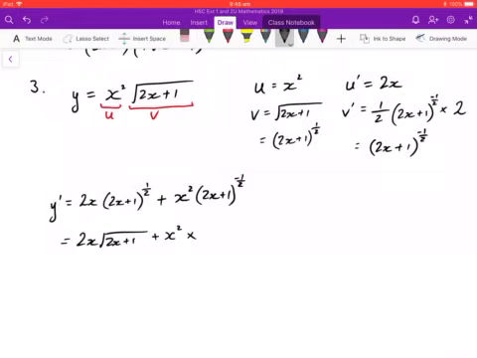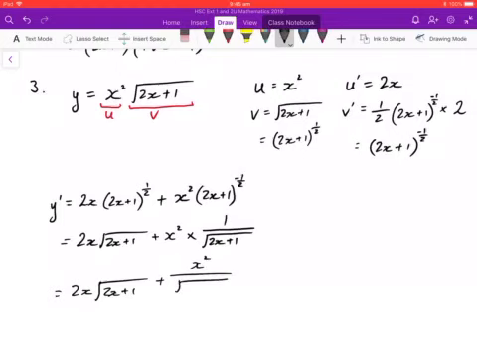Now, this is where we need to do times. (2x plus 1) to the power of negative a half means the negative power makes it 1 over, the half makes it square root of 2x plus 1. And the last step is going to clean it up: 2x times the square root of (2x plus 1) plus x squared over the square root of (2x plus 1).